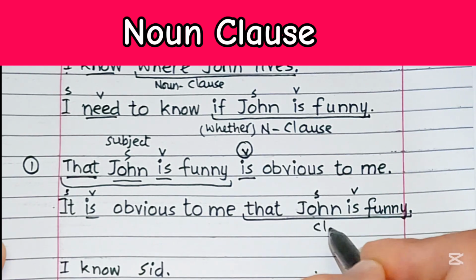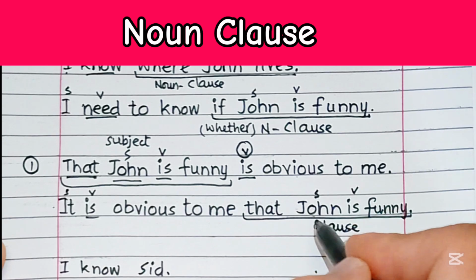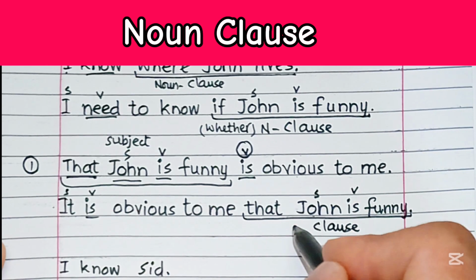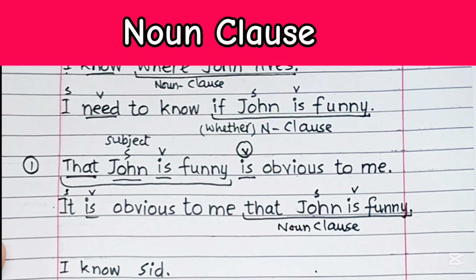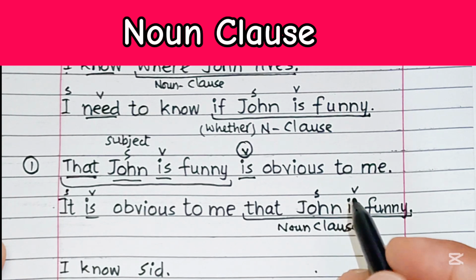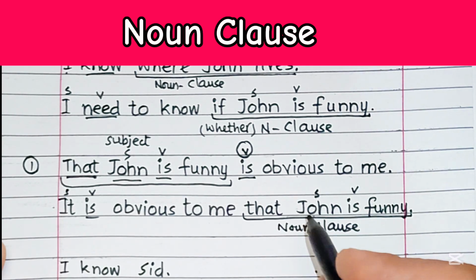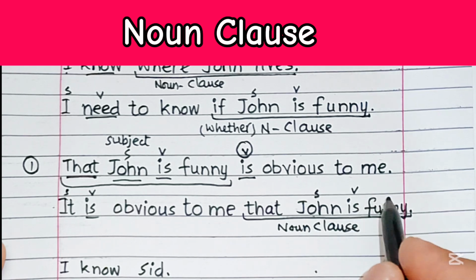It's a clause and it is being used in place of the object, which can be a noun or pronoun. So it's a noun clause. It is obvious to me that John is funny. What's obvious to me? That John is funny. This is obvious to me.